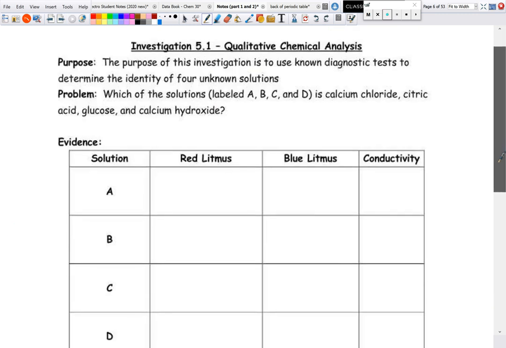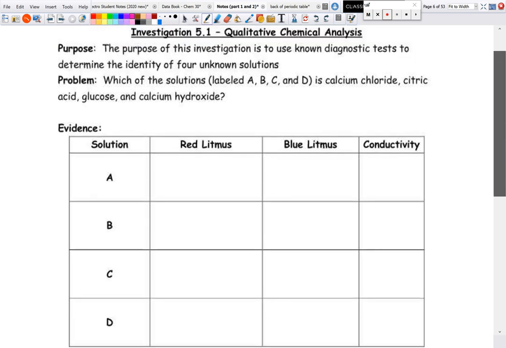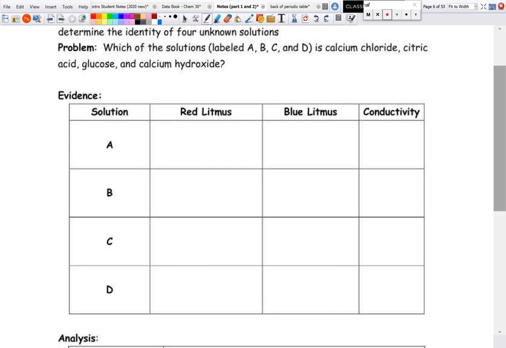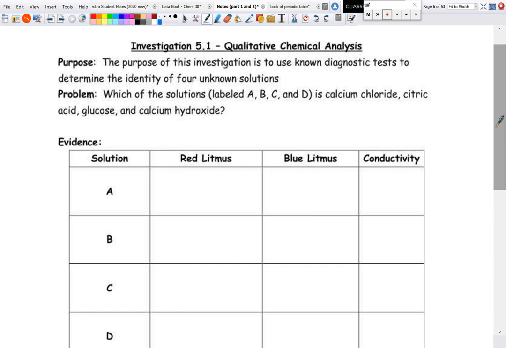All right, now for this right here, normally this was actually an activity that we did in class where I had unknown solutions for you, A, B, C, and D, where you test with red litmus, blue litmus, and conductivity, and based on those, you're going to figure out if it's supposed to be calcium chloride, citric acid, glucose, or calcium hydroxide. Where you have calcium chloride, an ionic compound, citric acid, an acid, glucose, a molecular compound, and calcium hydroxide, well, it being a base.